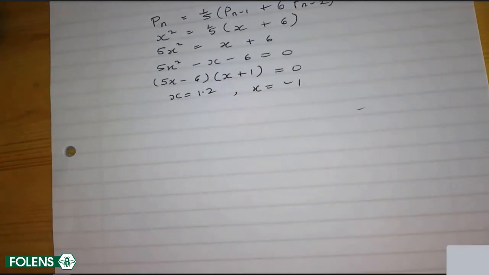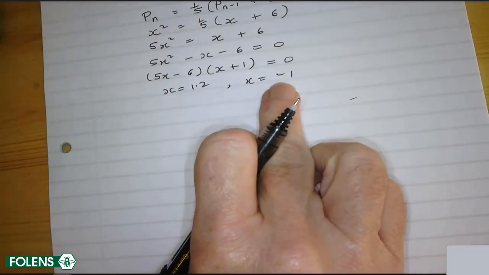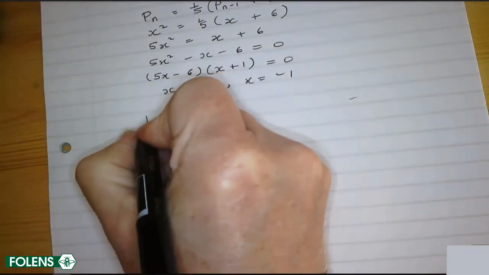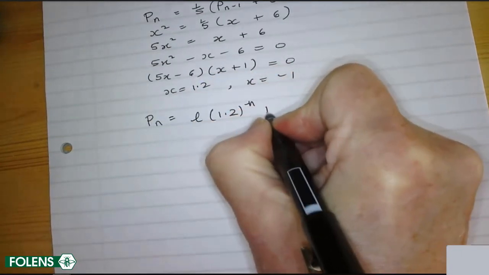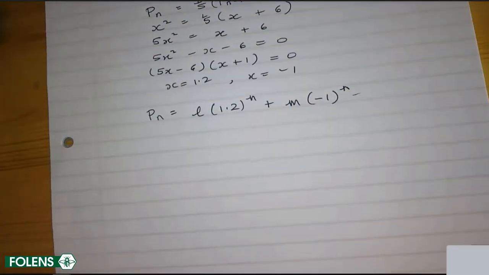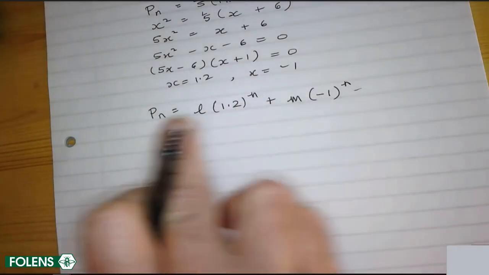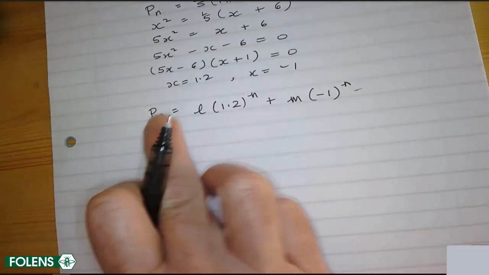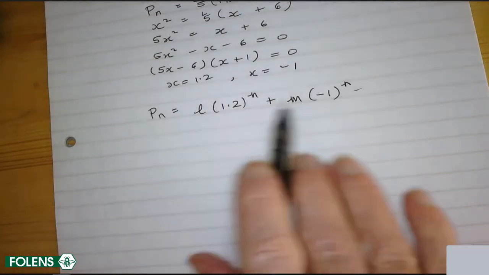Now, difference equation theorem 1 says that if you have solved the characteristic equation, then Pn will be some number L times the first root to the power of n, and some constant m times the second root to the power of n. So we're nearly there. We just have to know what these two constants are, and then we will know what the nth term is in terms of n, which means our difference equation will be solved. So let's see, how will we work out what L and M are?